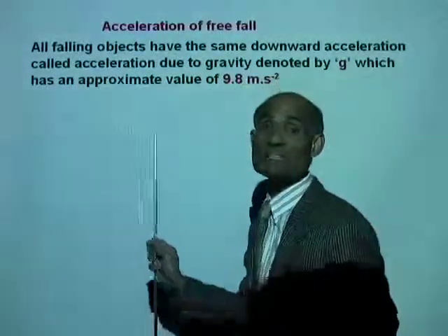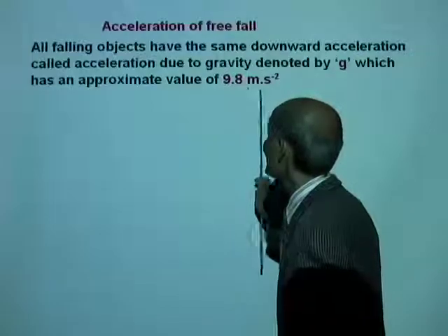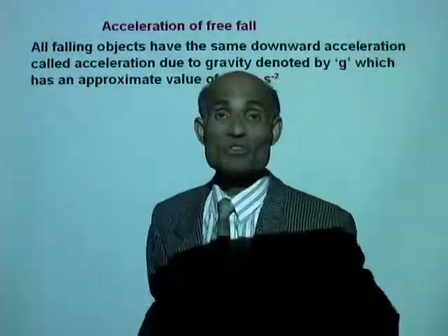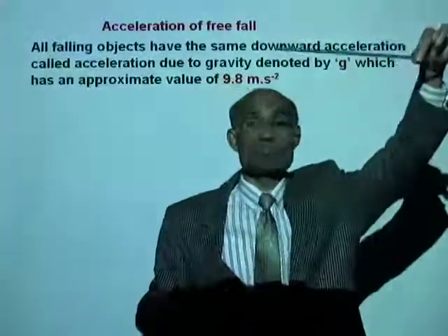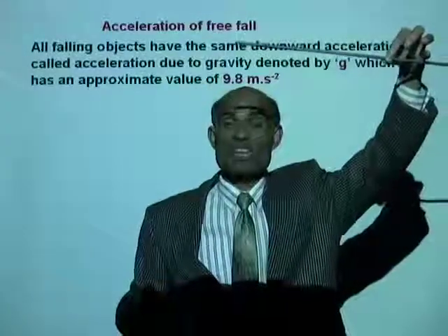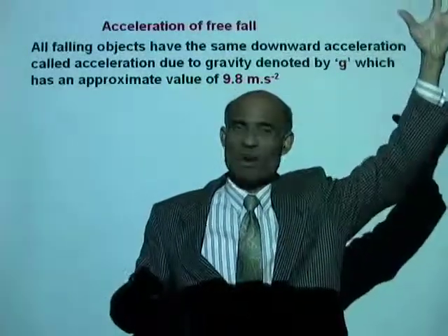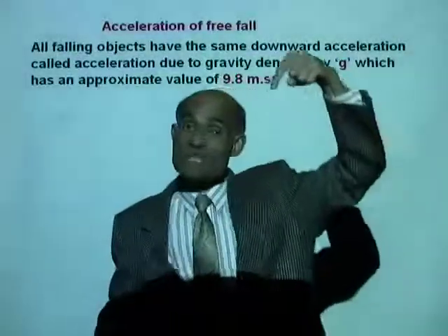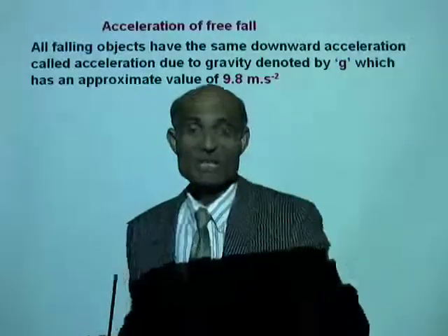All falling objects fall with the same acceleration, and that acceleration we call G, acceleration due to gravity. Its value has been measured as 9.8 meters per second squared. So any falling object has an acceleration of negative 9.8 meters per second squared. We use it negative because it is directed downward.